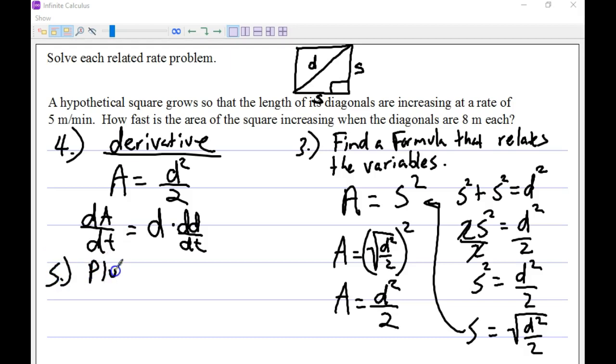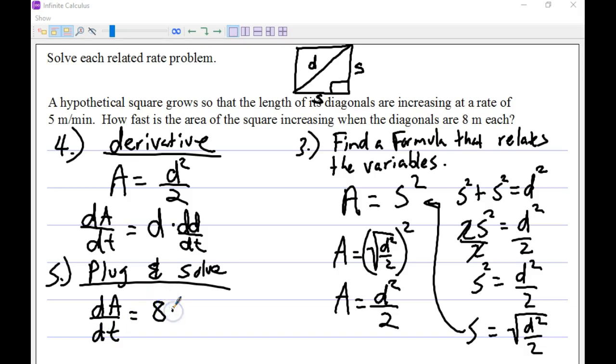So plug and solve. So here we go. Do I know dA/dt yet? No, that's what I want, so I'm going to leave that alone. Do I know my diagonal? Yeah. What is it? Just kidding. Do I know my rate at which the diagonal is changing? 5 minutes. And so the answer is 40 square meters per minute.